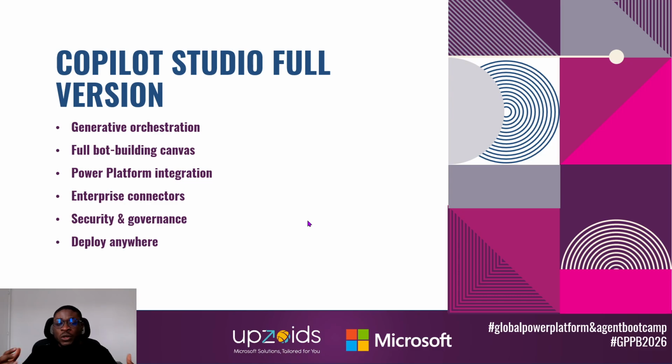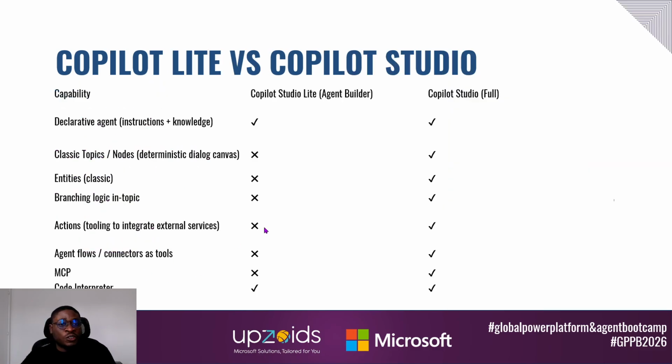And in terms of deployment, say you want to build an agent that you embed on your website, you're not going to do that in Copilot Studio Lite, right? Because that's just within the context of your M365. But once you want to start deploying your agents outside of M365, on your website, on an app, on WhatsApp, on Telegram, then you have to start using the Copilot Studio full version.